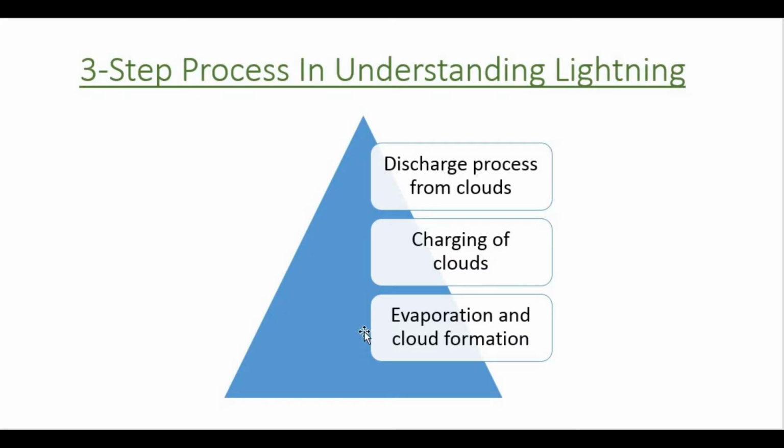So lightning basically involves a three-step process in understanding how lightning is formed in the upper atmosphere. The first process is evaporation and cloud formation, and I'm sure everybody understands this process well. Then the clouds get charged, and finally the discharging takes place, and finally we see the electric current flowing in the upper atmosphere in the form of lightning. So here let us now begin with the concept of lightning.